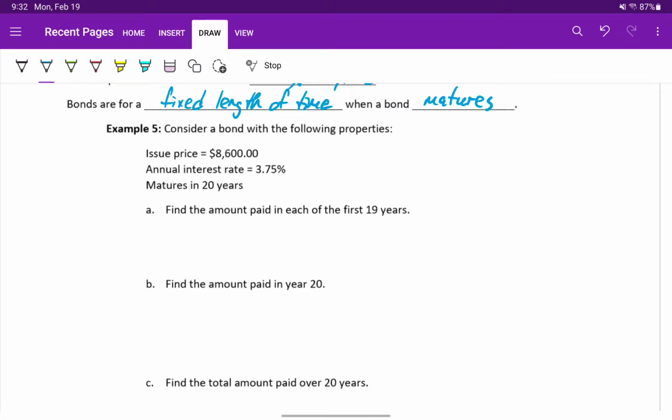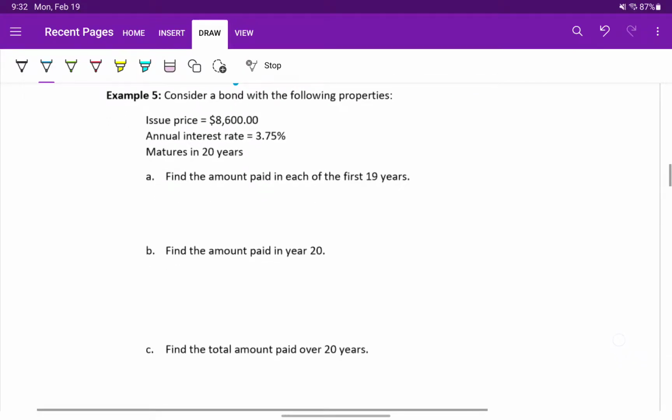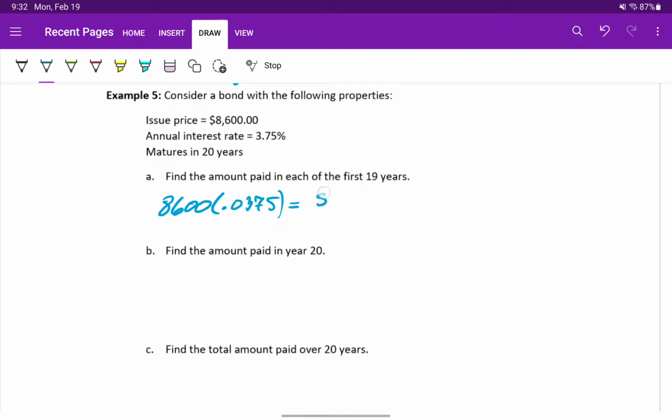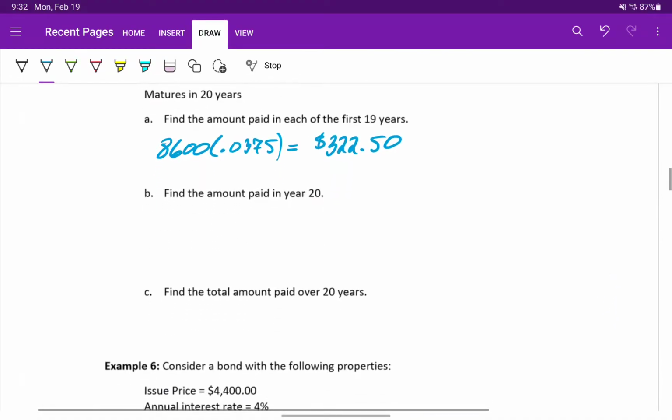In example 5, we're asked to consider a bond with an issue price of $8,600, an annual interest rate of 3.75%, and it matures in 20 years. We want to find the amount paid in each of the first 19 years. So what will happen with a bond is your issue price will be multiplied by the interest rate, so 0.0375 in this case, to give us $322.50. Meaning that for each of the 19 years, you'll receive a payment of $322.50.